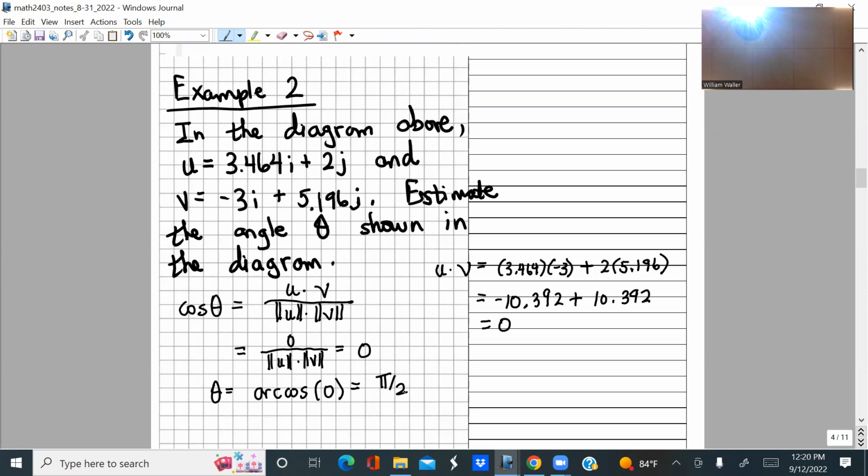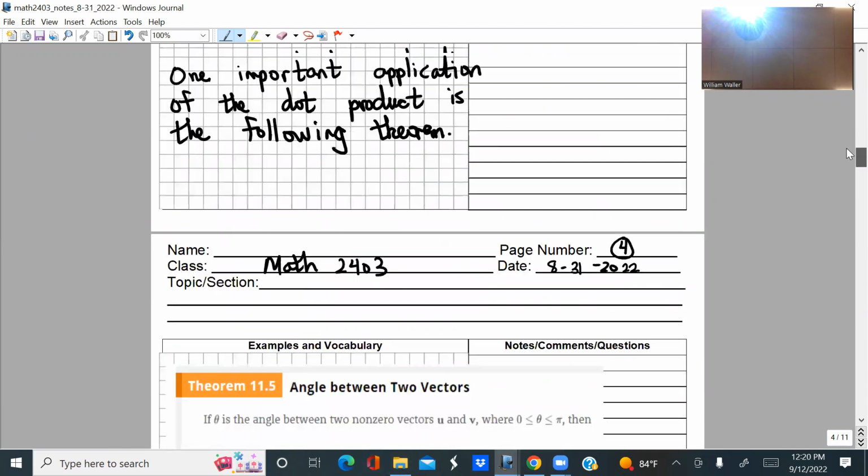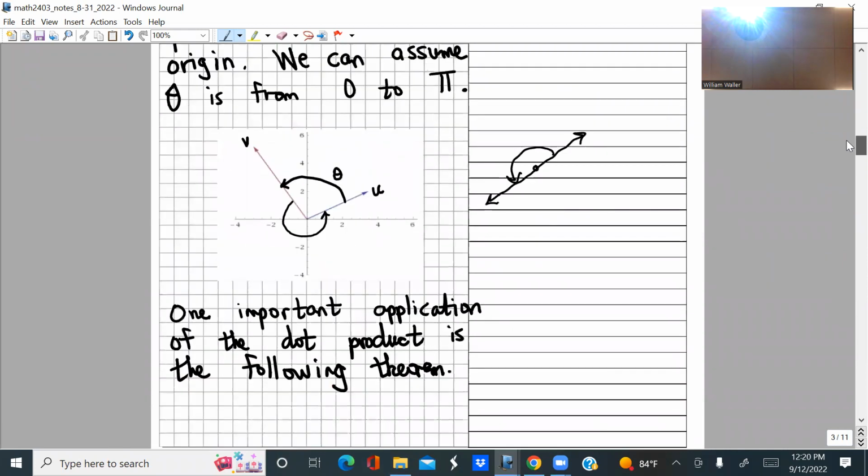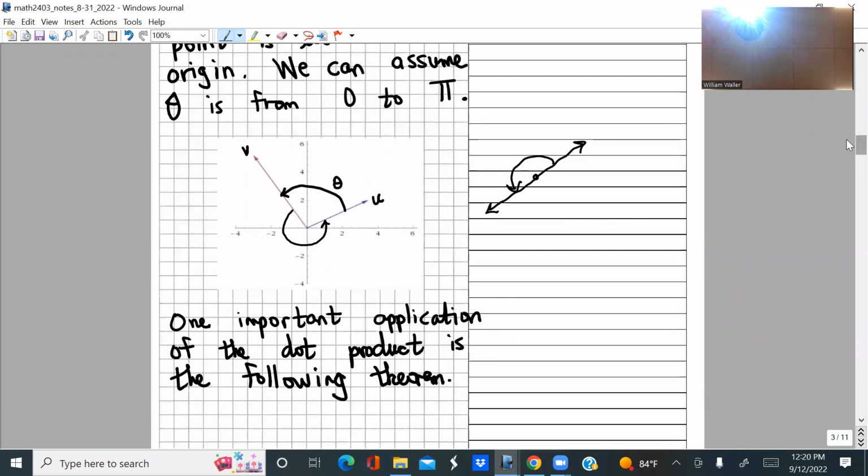Oh, cool. So if the angle between those two vectors is pi over 2, then how do you describe those two vectors? Orthogonal or perpendicular. So those vectors are perpendicular to one another, right? They meet at a 90-degree angle. Now that's important, right?